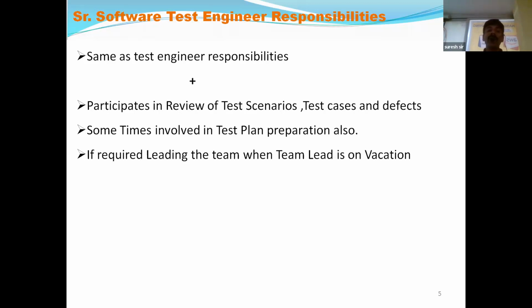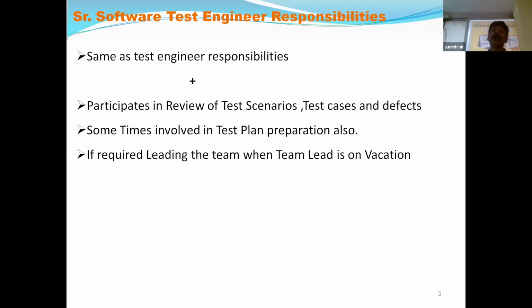In the same way, you need to give some inputs. A senior tester will never prepare the test plan here, but the senior tester needs to provide some inputs related to the respective test plan.